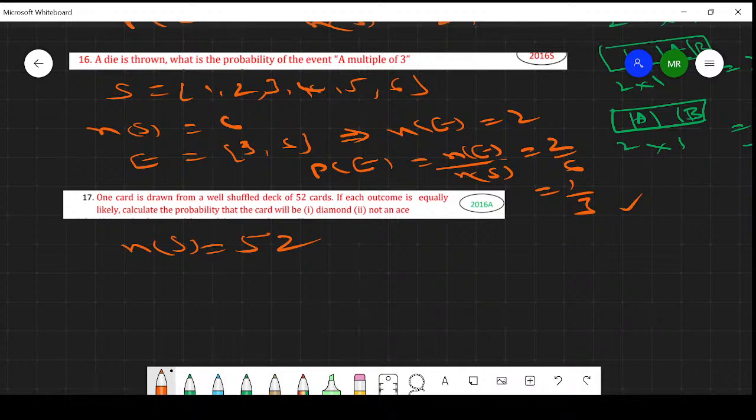If each outcome is equally likely, what is the probability that the card will be a diamond? So you take event A, let A be the event, considering because they are telling here a card is drawn. So let A be the event of drawing a diamond.